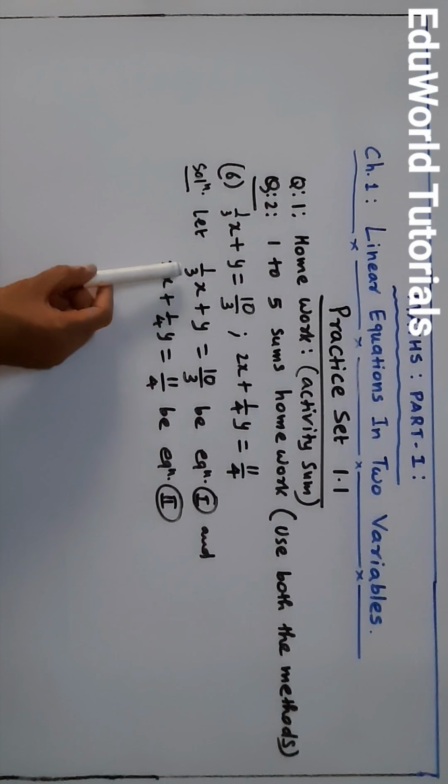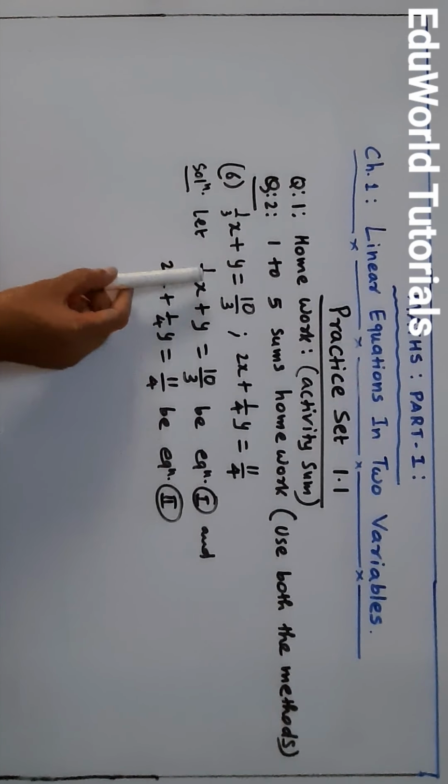Check out the denominators of the coefficient of x. Here it is 3. 1 upon 3 is the coefficient and its denominator is 3. Here the denominator is 3. So what we do is, the LCM of the denominators 3 and 3 is 3 only. We multiply this entire equation first by 3.